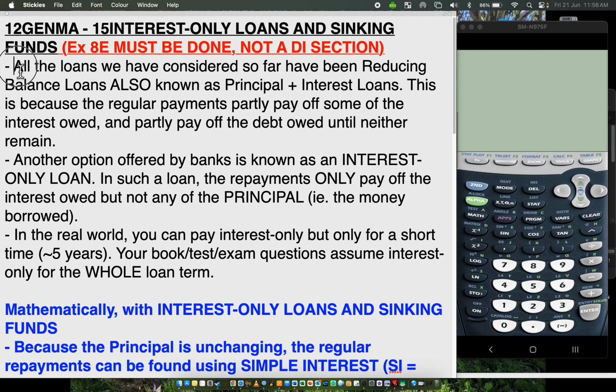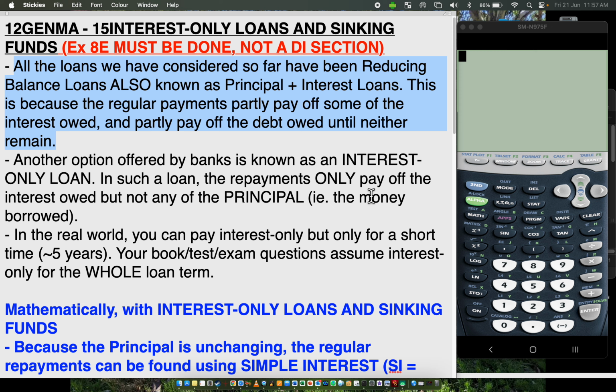So let's get started. All the loans that we have considered so far are known as reducing balance loans, which are also known as principal and interest loans, which means the regular payment partly pays off some of the interest and partly pays off the principal until you owe nothing. Another option, and I could go onto a browser and go to BankSA and look up interest-only loans, is known as an interest-only loan. In such a loan, the repayments only pay off the interest you owe the bank, but not any of the principal.